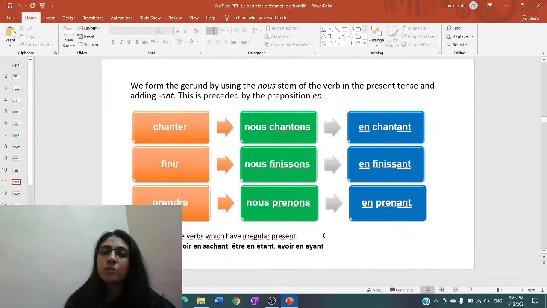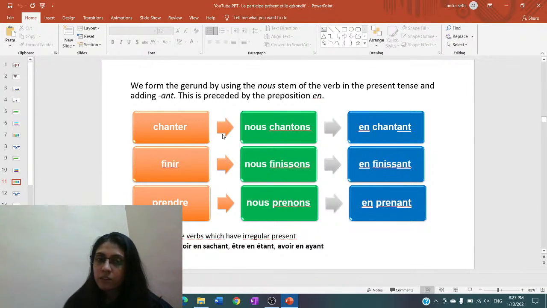So now, how do we form the gérondif? We form the gérondif in the same way we formed the present participle. The only difference, like we read in the previous slide, is that it has to be preceded by the preposition en. The present participle has to be preceded by the preposition en.